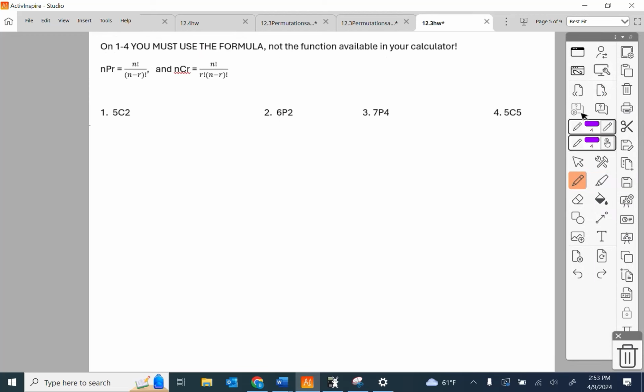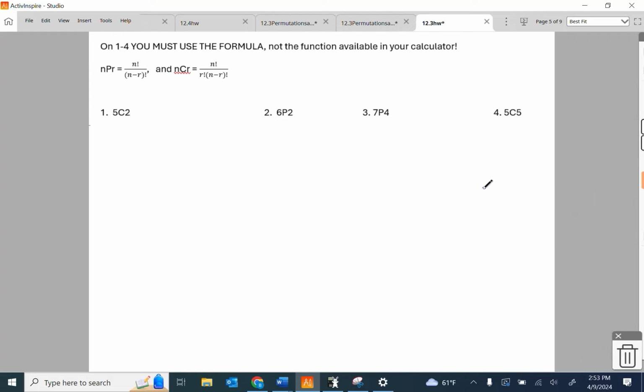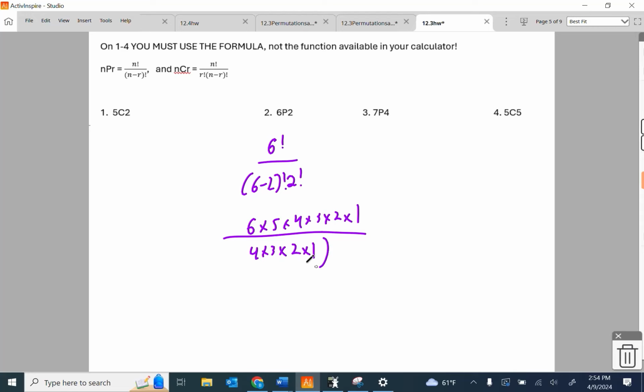On these, you're supposed to do it by hand, not the function available in your calculator. So I'm just going to do 2 of them. I'm going to do 2 and 3. 2 is a 6, pick 2. 6 pick 2 is going to be 6 factorial, sitting pretty over 6 minus 2 factorial, 2 factorial. This is going to be 6 times 5 times 4 times 3 times 2 times 1 over 6 minus 2 is 4. 4 times 3 times 2 times 1. And then 2 factorial is 2 times 1.